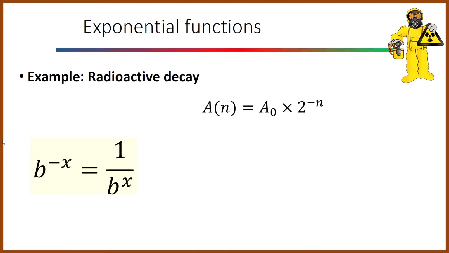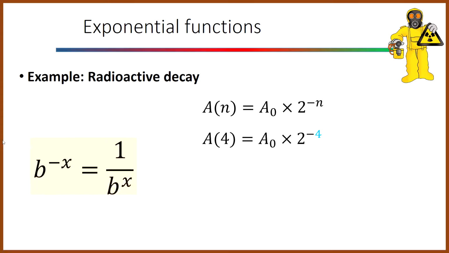We can apply what we've learned about negative exponentials and write the function a of n equals a0 times 2 to the negative n. In this equation, a of n is the activity of the radioactive material as a function of the number of half-lives that have passed. A0 is the initial activity of the radioactive material, and n is the number of half-lives that have passed. Thus, if we want to know how much radioactive material is left after 4 half-lives have passed, we can plug in 4 for n.